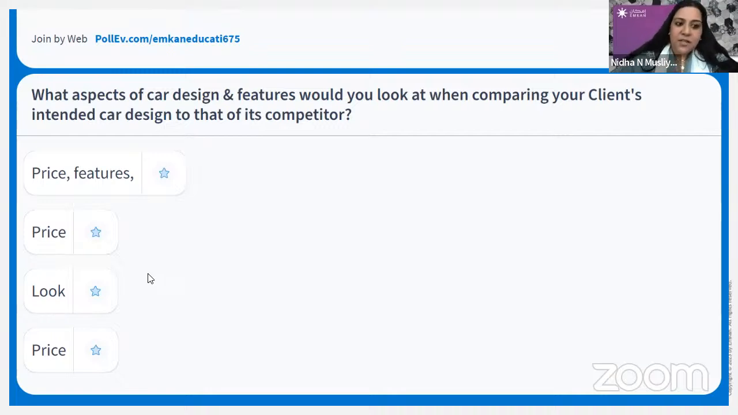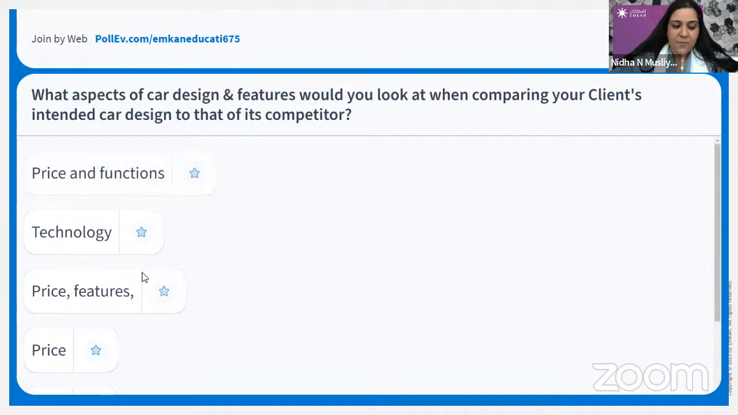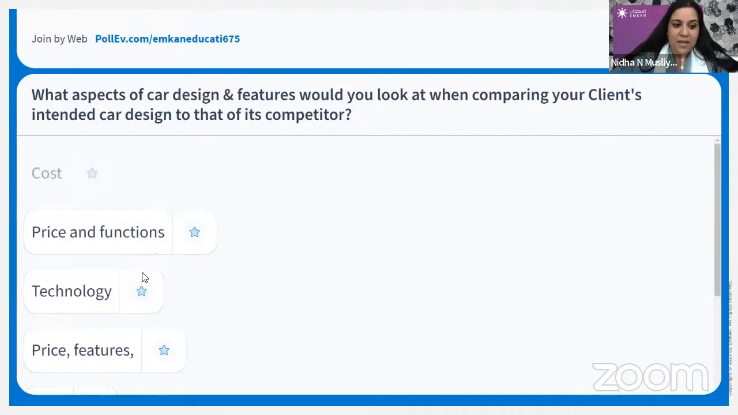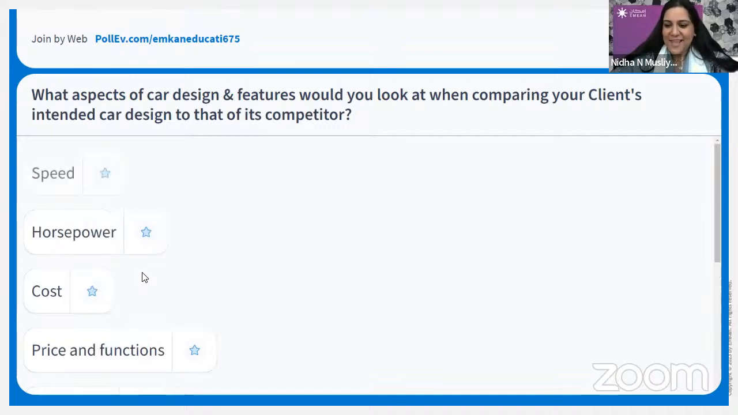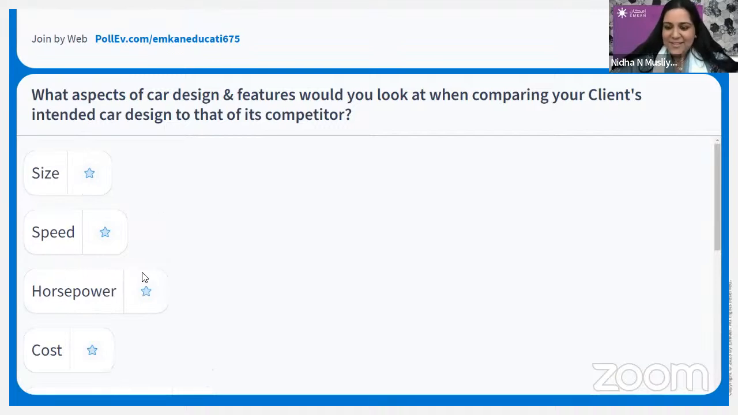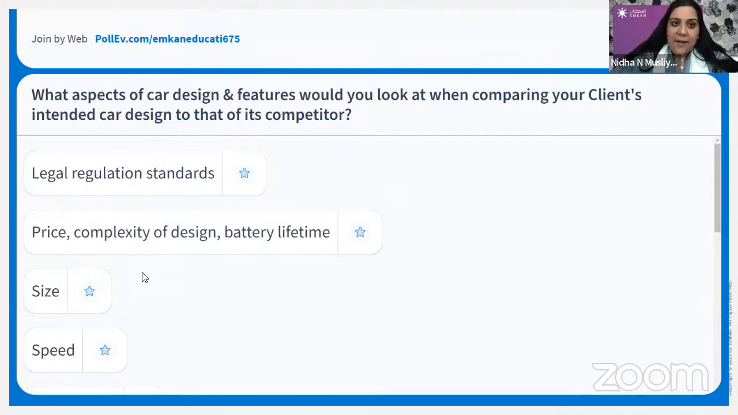Again, think electrical vehicle, think the technology behind it. Yep. How does it run? Price and functions. The cost. I think price is a main factor. Horsepower. Okay, we have a car enthusiast. Yes. How fast does it go? Does it compete against the Ferrari and Lamborghinis? Is it the size? Yes, that's an important one. The complexity of battery lifetime, that's very important for electrical vehicles, how quick the battery discharges.